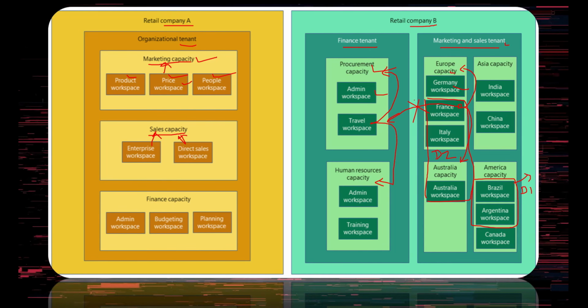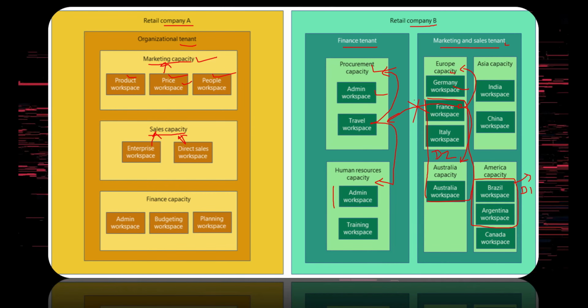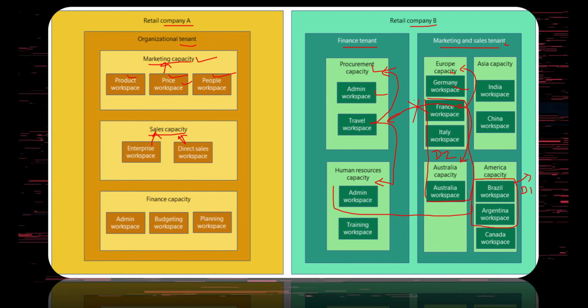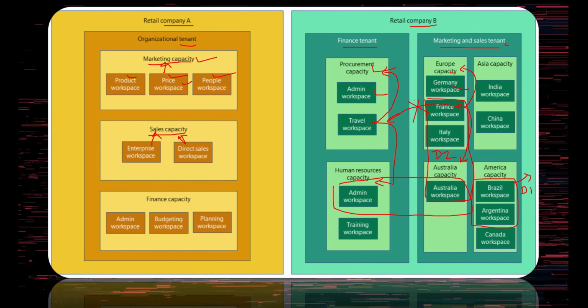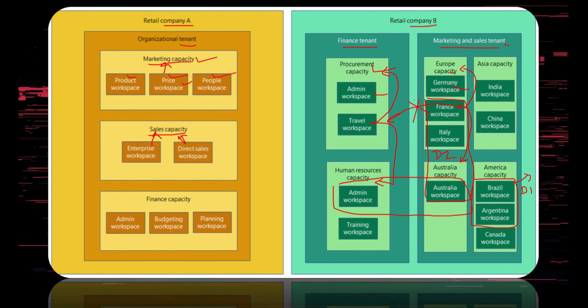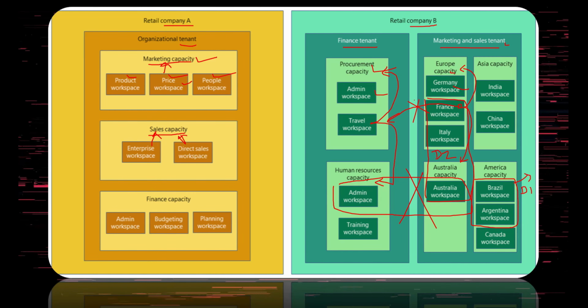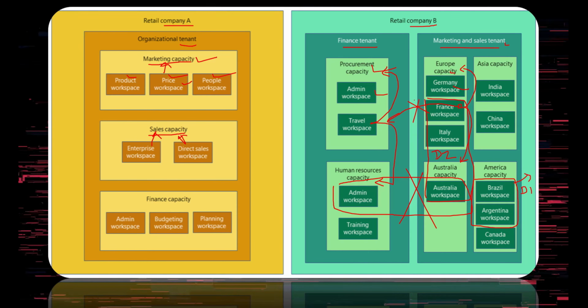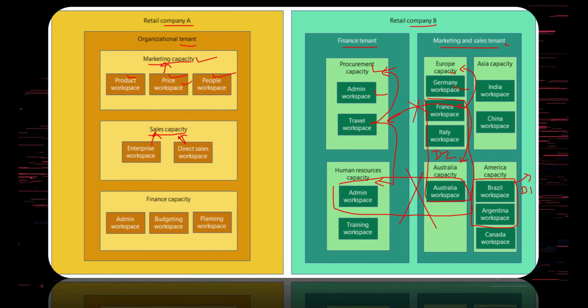Okay. But again here, you cannot club the admin workspace from the human resource capacity and the Australia capacity, both of which are from different tenants. This is not possible. Okay. So this is simple to understand. If you logically understand the steps and concept, it is very simple to understand.